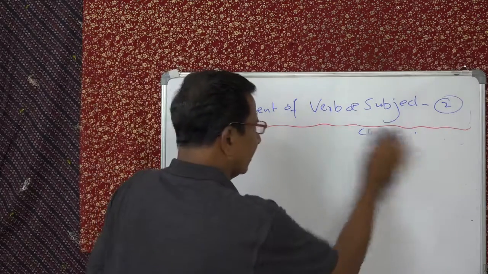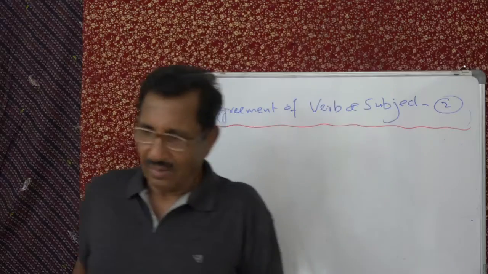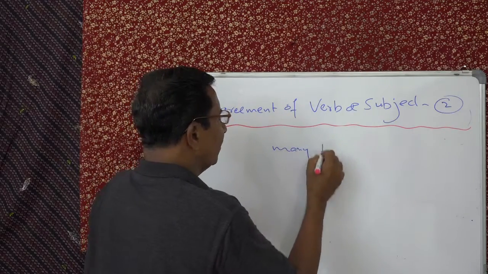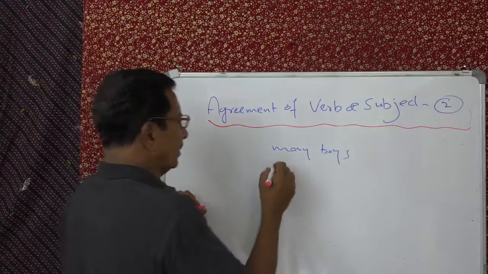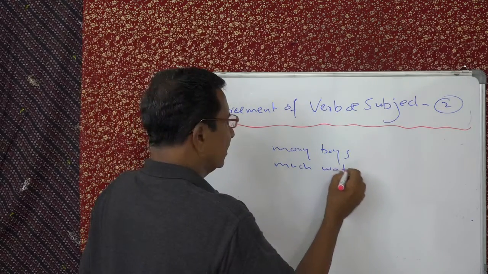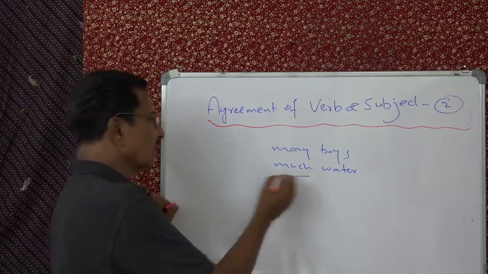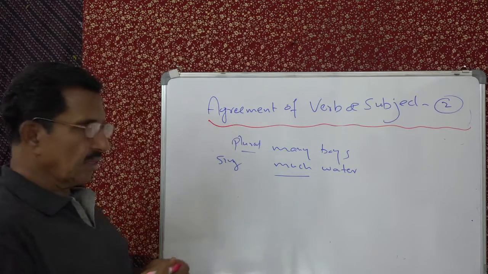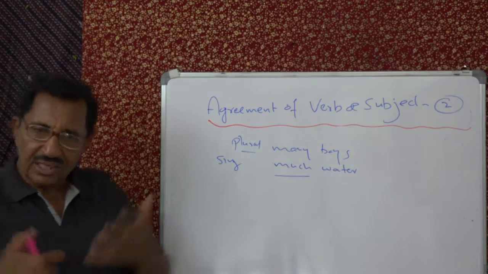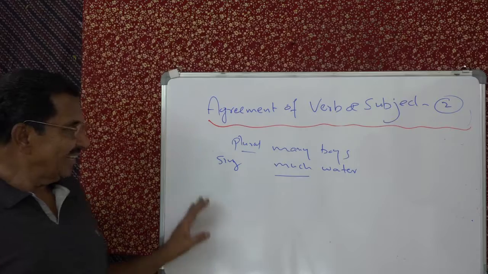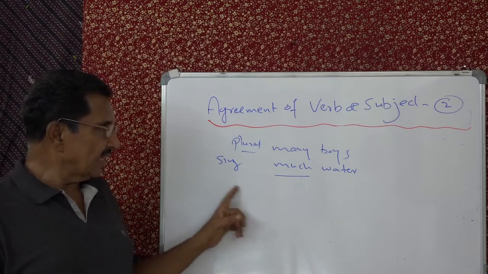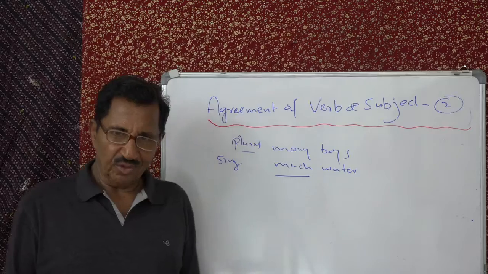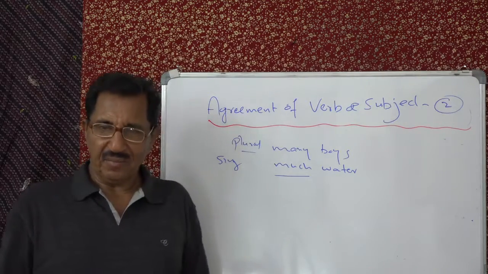Right? And now we have a last point, and that is many is always plural and much is always singular. For example, many boys, always plural, and much water, always singular. Understand? Many boys are there. There are many boys in the class. Many boys in the class are sleeping. When you say there is much water, or much water is lost during rainy season, much water is, much is singular.